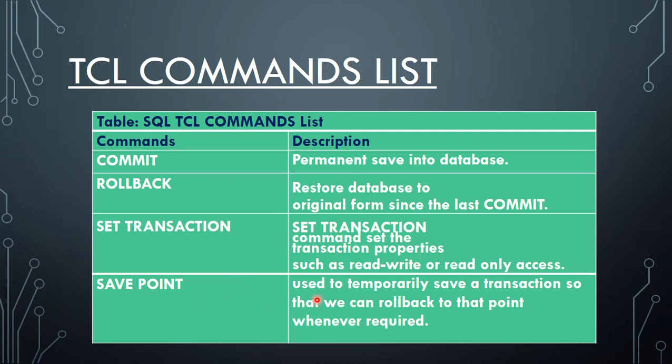And save point is used to temporarily save your transaction so that we can roll back to that point whenever required. So save point is used to save temporarily. So some temporary changes we are doing can be rolled back to the original position whenever required. So these are the 4 commands: commit, rollback, set transaction, and save point, which are used under TCL commands.